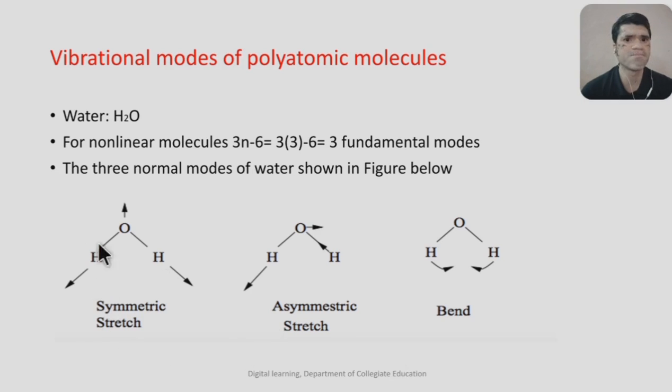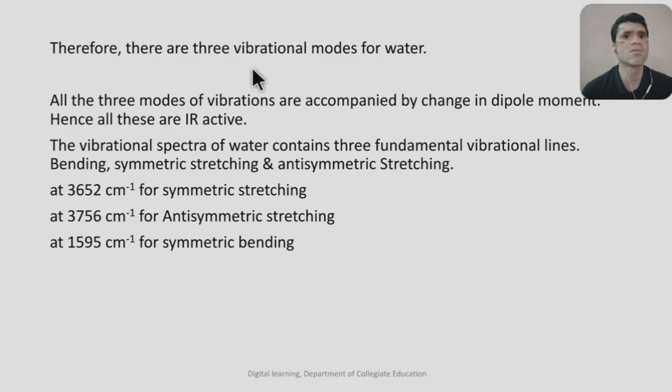Two types of vibrational modes will be present: stretching and bending. In stretching, symmetric stretching and asymmetric stretching will be there. In bending, we have different types of bending like scissoring, rocking, etc. Therefore, there are three vibrational modes of water. One appears at 3652 per centimeter for symmetric stretching, another at 3756 per centimeter for antisymmetric stretching, and 1595 per centimeter for symmetric bending.